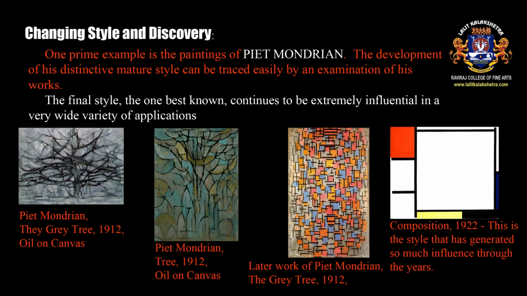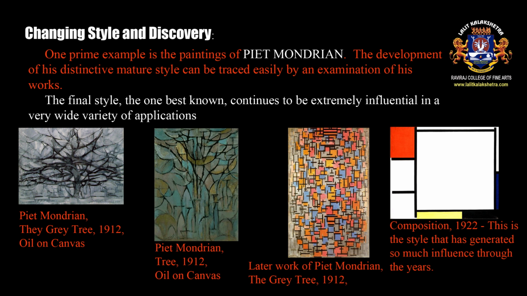Changing style and discovery. One prime example is the paintings of Piet Mondrian. The development of his distinctive mature style can be traced easily by an examination of his works. The final style, the one best known, continues to be extremely influential in a very wide variety of applications.